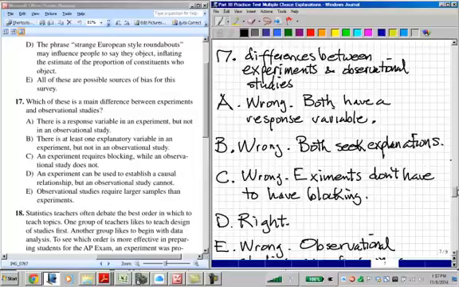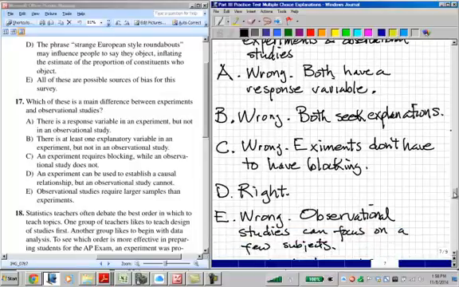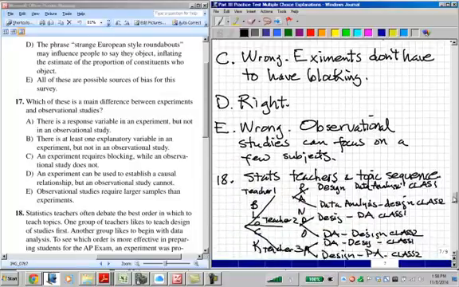C, an experiment requires blocking while observation study does not. Okay, you do not have to have blocking to have an experiment. It's a good thing to have if you want to get rid of possible sources of confounding, but it is not required. D, an experiment can be used to establish a causal relationship, but an observational study cannot. That is correct enough for our course. E, observational studies require larger samples than experiments. That's wrong. Observational studies can focus on just a few subjects.